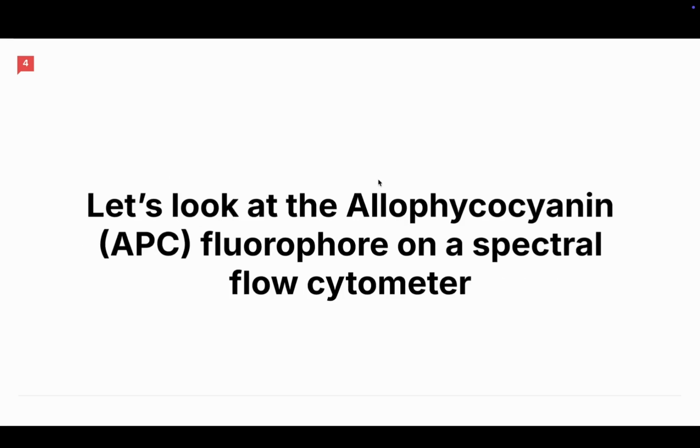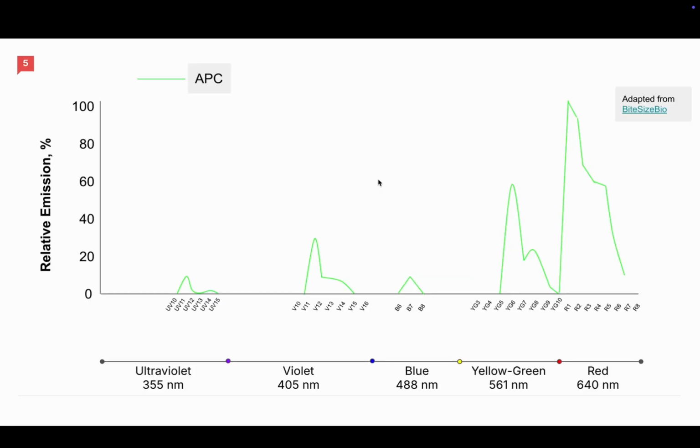So in particular, let's look at the APC fluorophore on a spectral flow cytometer. Here you're going to see a chart of an APC fluorophore across several emission detectors. On the x-axis are the different colors of the spectrum, everything from ultraviolet to red. And over here are the individual channels, UV10 through UV15, YG3 to YG10 in yellow-green, R1 through R8 in red. And on the y-axis is the relative emission.